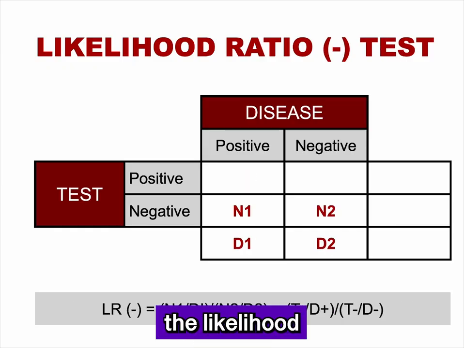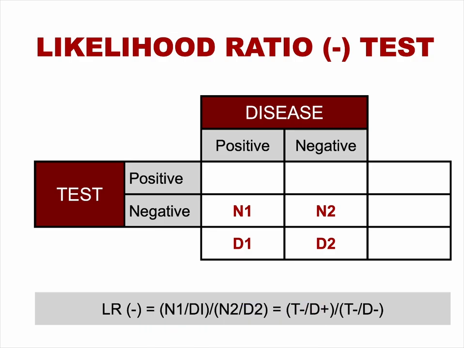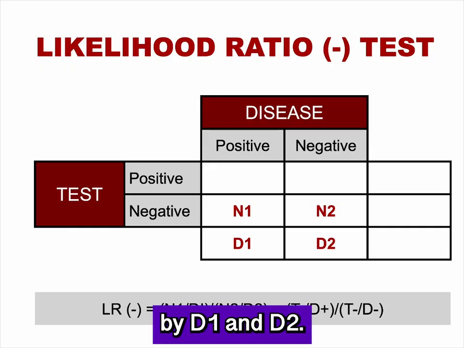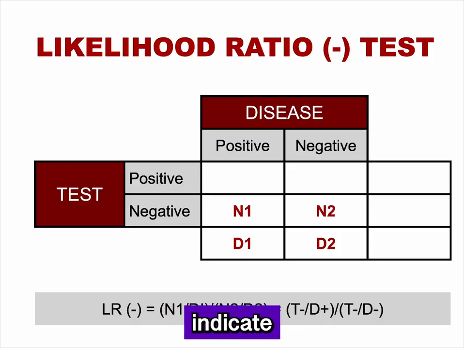We can easily calculate the likelihood ratio of a negative test from a 2x2 table. The numerators are indicated by N1 and N2. The denominators are indicated by D1 and D2. Notice that we only use the two cells that indicate tested negative, and then the marginal totals that indicate disease positive and disease negative. The denominators for likelihood ratio negative are the same denominators for likelihood ratio positive.